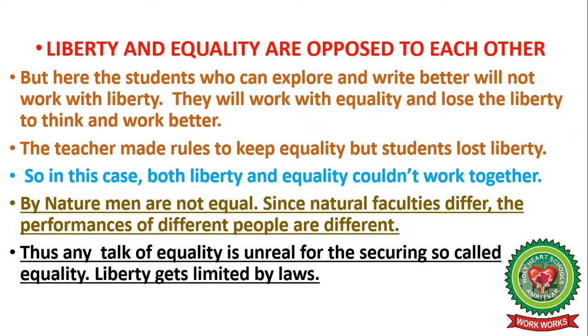But here the students who can explore and write better will not work with liberty. They will work with equality and lose the liberty to think and work better. The teacher made rules to keep equality, but students lost liberty of thought. So, in this case, both liberty and equality could not work together. So, the first principle is that liberty and equality are opposed to each other.